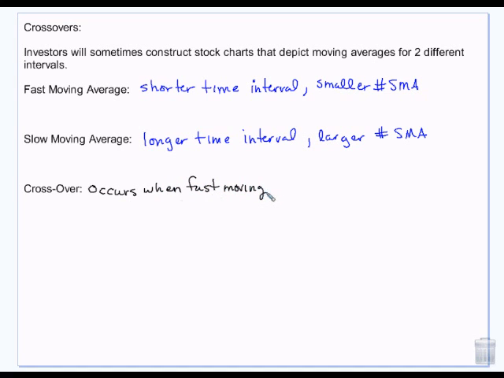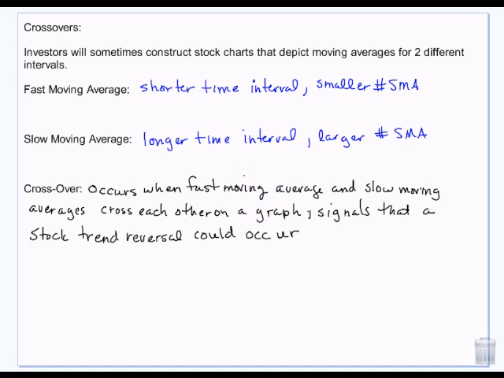Here, I'm going to write first and then I'll talk. All right, so they graph the slow moving and the fast moving on the same graph. And the crossover happens when the two lines cross each other and trade places. So maybe one's on top and then they cross and the other one's on top now. And what that does is it signals that a stock trend reversal could occur. Now the word could is very important. This is not 100%, right?